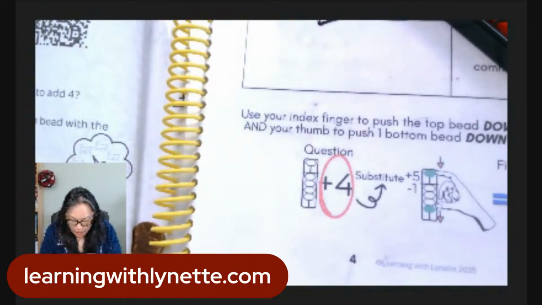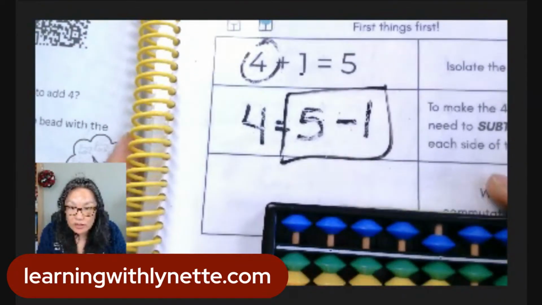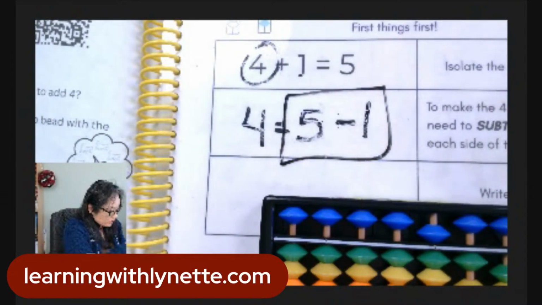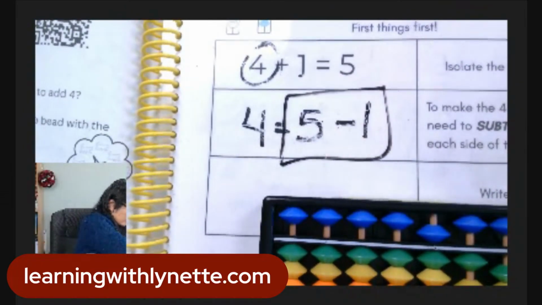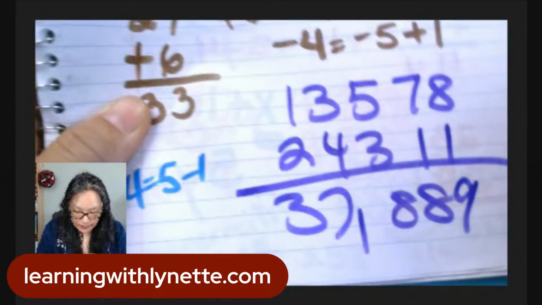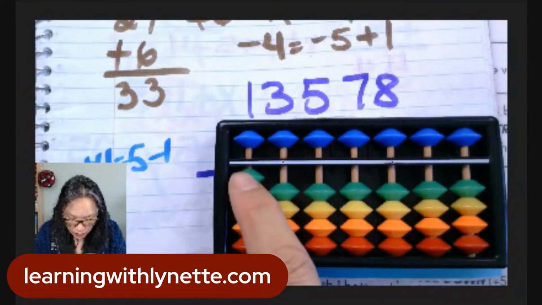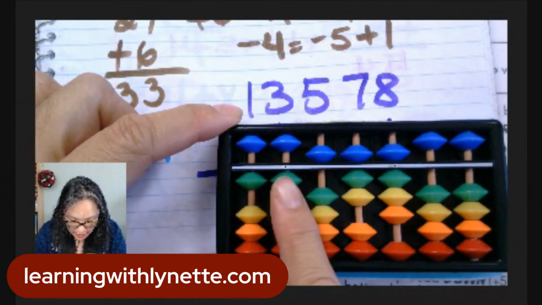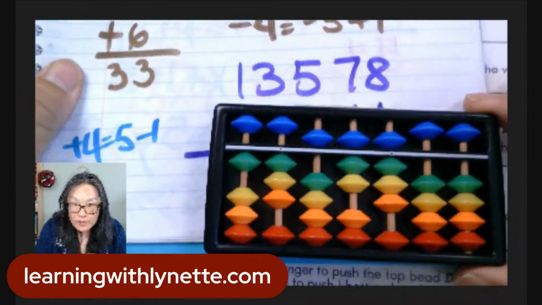What do you mean bigger numbers? Well, we know this concept, we understand it: plus the 5 minus the 1. So let's take it one step further. I will show you. Let me see if I can find it. Oh, here it is. So here's my number. Here is a bigger question. When I have 1, 3, 5, 7, 8, I have 13,578.